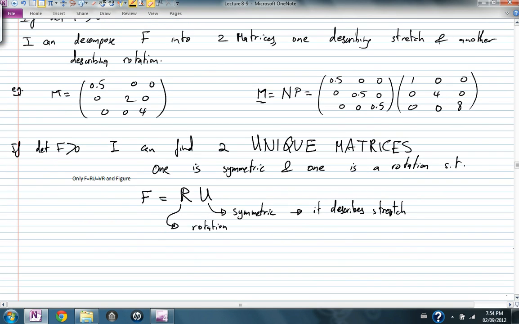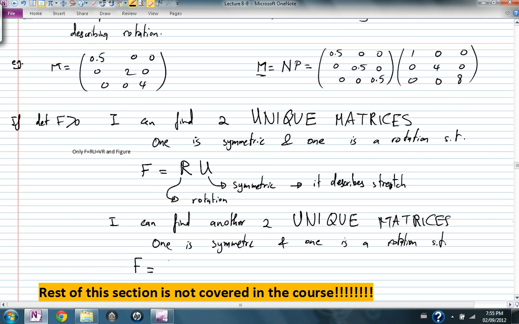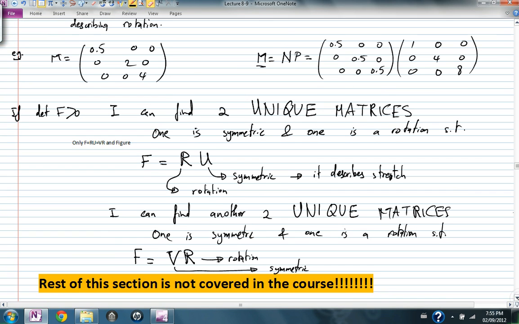Or I can also find another two unique matrices. One is symmetric and one is a rotation, such that F equals VR, where R is a rotation and V is symmetric. And what does this all mean? It means the following.